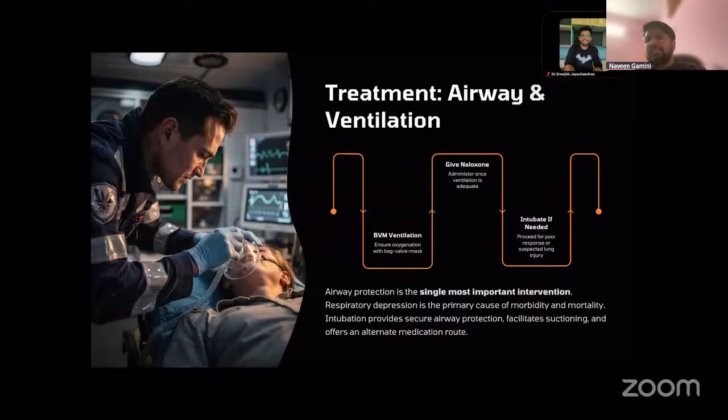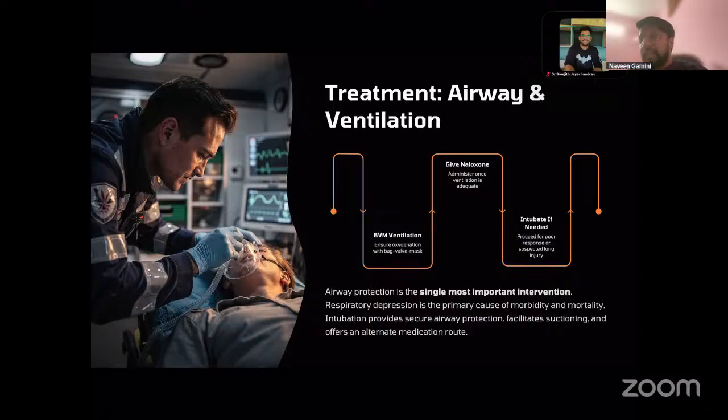Next, as usual, the symptomatic treatment, the first emergency way, how we approach ABCDE. Regarding the airway and ventilation, whenever we receive opioid toxicity, we consider that the patient has respiratory depression. So we need to ensure that the ventilation is adequate. We use a bag valve mask for ventilation, so we ensure oxygenation with the bag valve mask. After ensuring that the ventilation is successful, that is when we give the antidote.